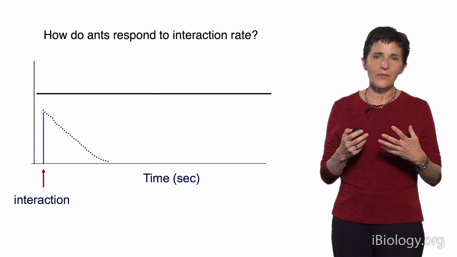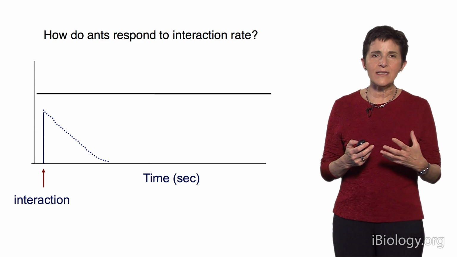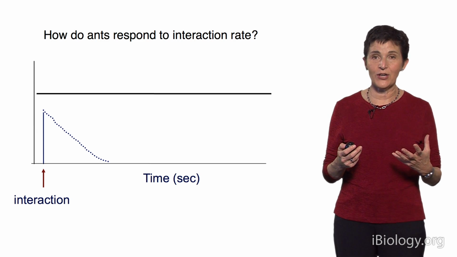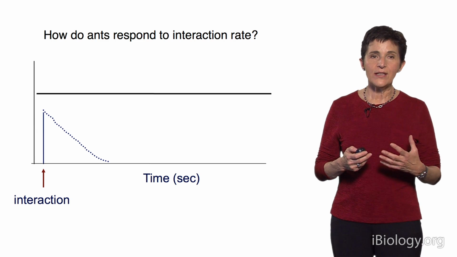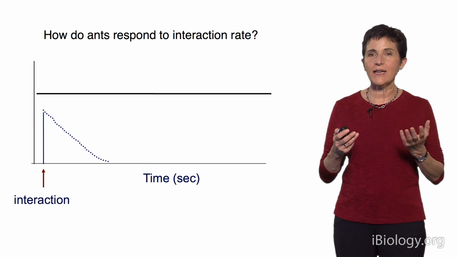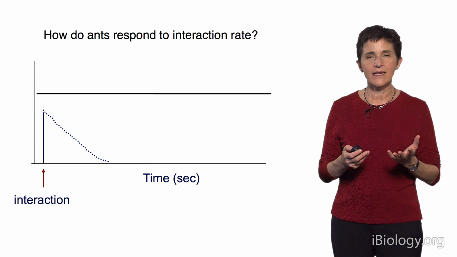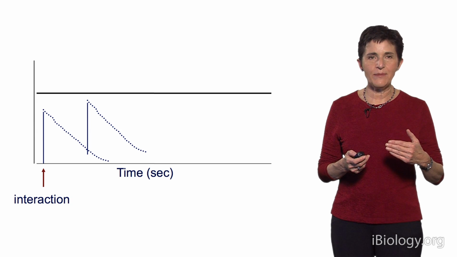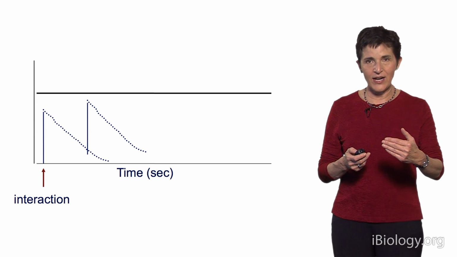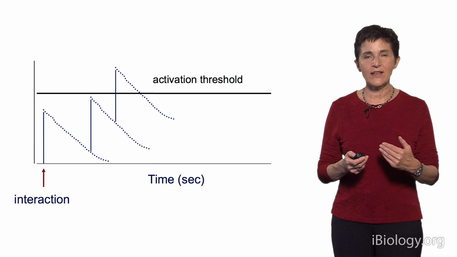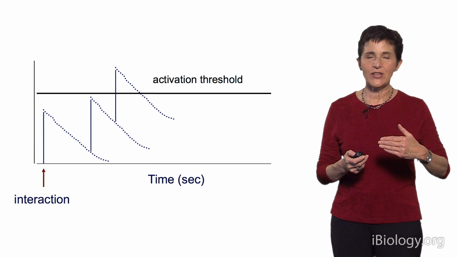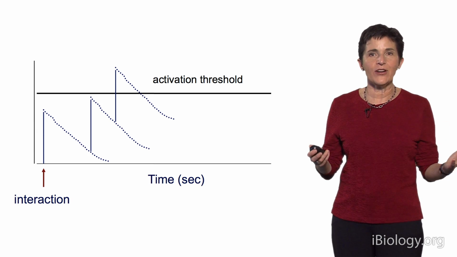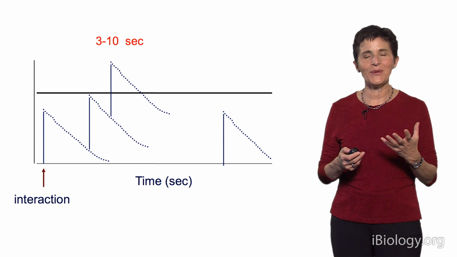So to think more about how this might work, let's think about how ants respond to interaction rate. And so here, I'll tell you a story about how I think it might work that's analogous to the way a neuron works. Let's imagine that each interaction stimulates some physiological response in an ant. And that response has a decay. So every time it experiences an interaction, if the next interaction comes before the last one has decayed, then eventually it would have enough interactions to push it over some activation threshold, which would then, for example, make it very likely to go out and forage. We think that this is what happens.